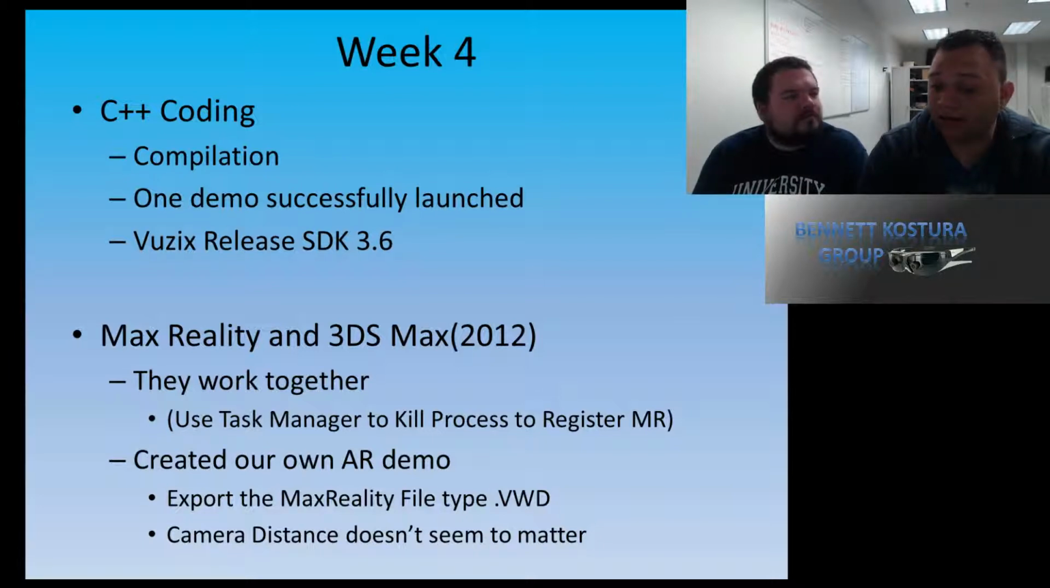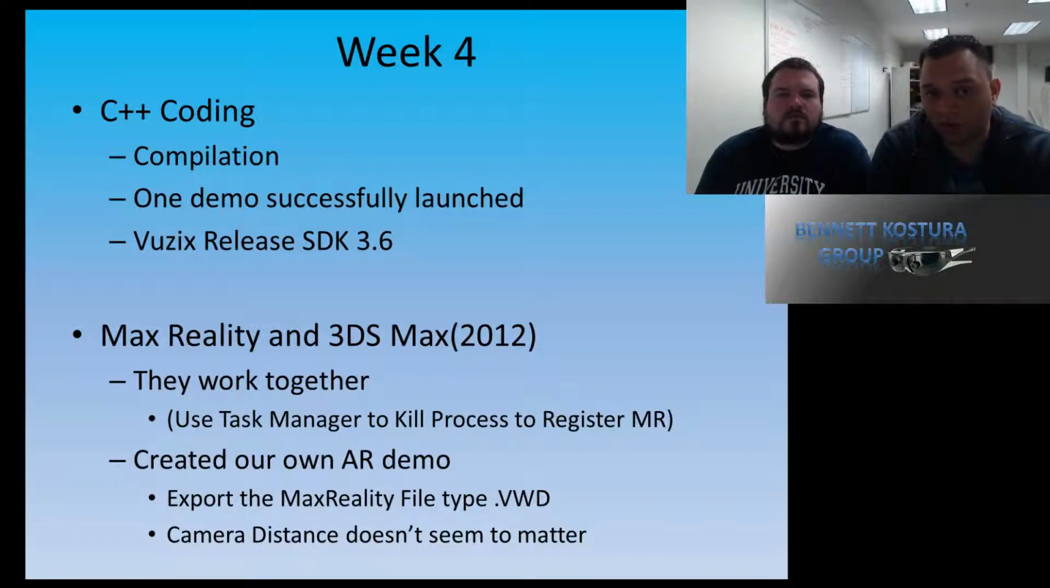Right, and then in earlier videos we showed you some of the demos that came with MaxReality, and they had their own icon, and those were VWD file types. And so now with the MaxReality installed, we're actually able to create our own export to that. So inside MaxReality, you can either launch directly from there to do a test, or you can export the VWD, and then when you click on the MaxReality icon on your desktop, it will bring up those types of files that will launch, and then we can now actually launch our own demo straight from there.